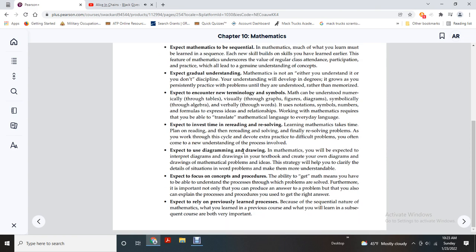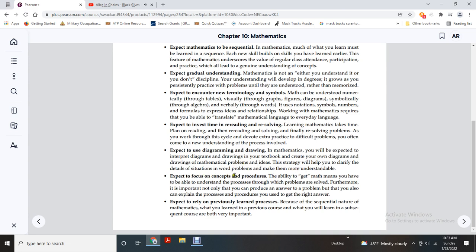Accept the use of diagram drawing. In mathematics, you will be expected to interpret the diagrams and drawings in your textbook. Create your own diagrams. Draw the mathematical problems and ideas. This strategy helps you to clarify the details and situation where problems occur and makes them more understandable.